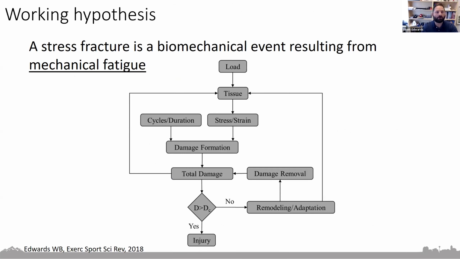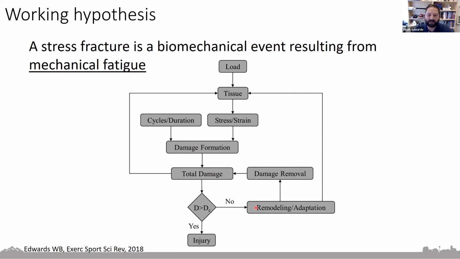Our working hypothesis in my lab is that stress fractures and other overuse injuries in running are a biomechanical event that results from mechanical fatigue. So we might have some load that gets applied to a tissue that has material and geometry properties and creates stress and strain. Combined with some number of loading cycles or cycle duration, that leads to the formation of microdamage. That microdamage then adds to our total basal level of damage. And if it's less than some critical value, some D_C, then we could have a remodeling response where we tunnel through, remove that damage, and decrease the total damage.